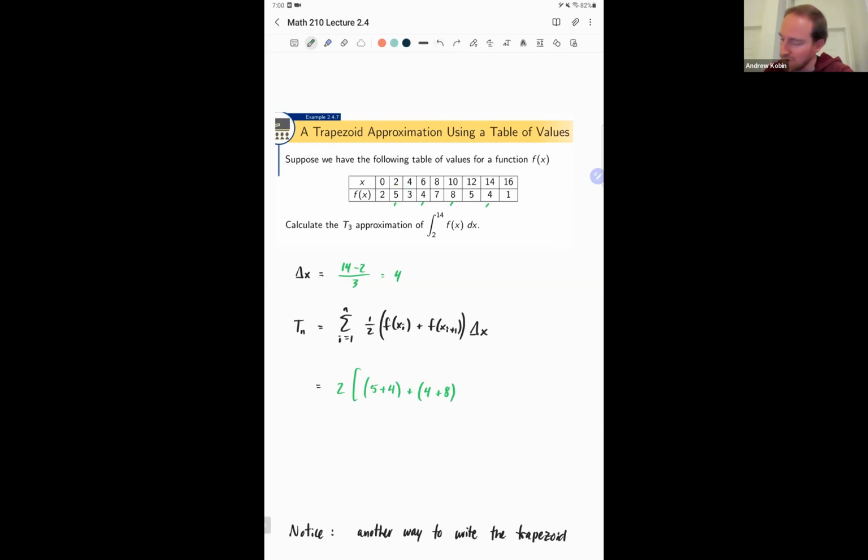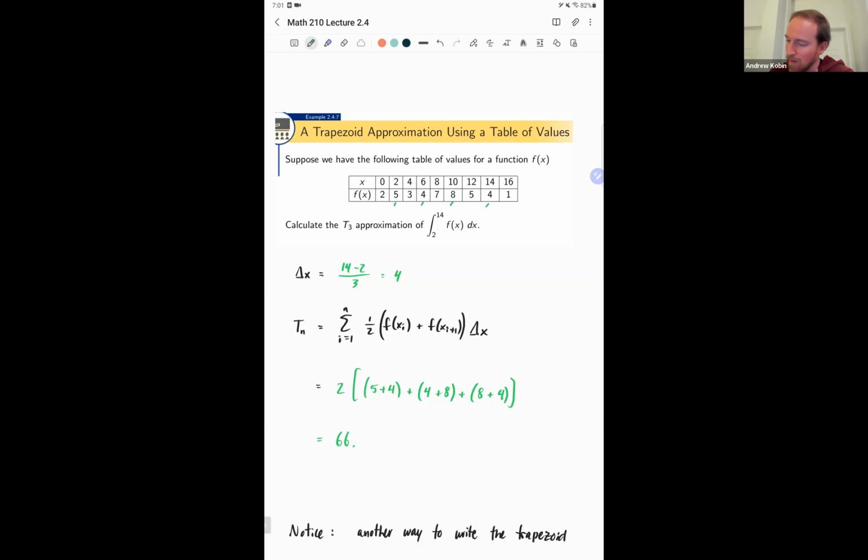These 4 with tick marks under them. The next trapezoid, the last trapezoid, has left endpoint with height 8 and right endpoint 14 with height 4. So if we add all of these up and multiply by 2, let's do this quickly. So 5 plus 4 is 9, plus 12 is 21, plus another 12 is 33, times 2 is 66.